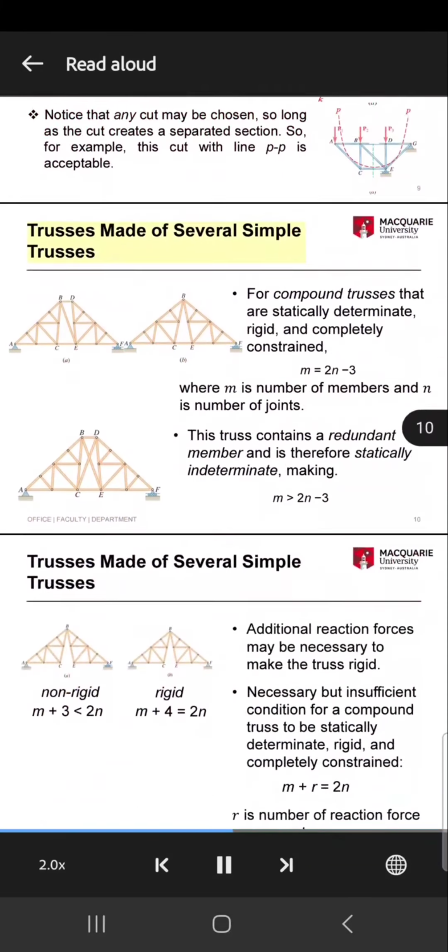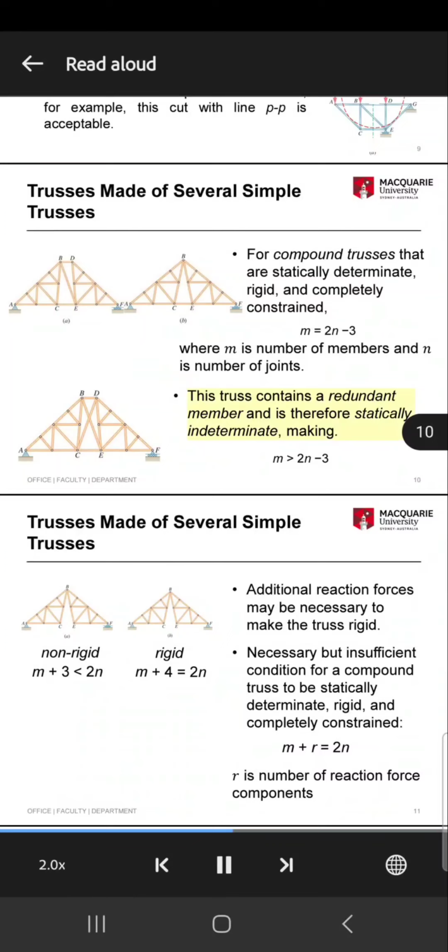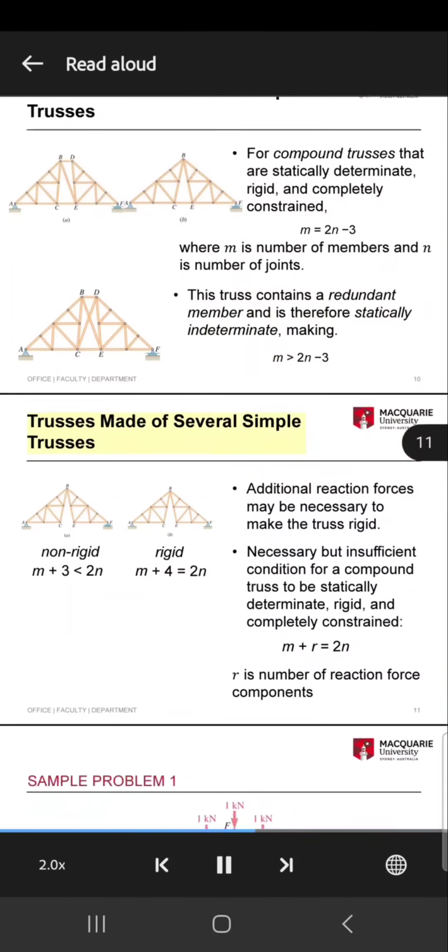Method of sections. A compound truss is made of several simple trusses. ABC is a truss in the shape of a triangle, with points at the bottom left and point C. This truss contains extra members and is therefore statically indeterminate, making m greater than 2n minus 3.